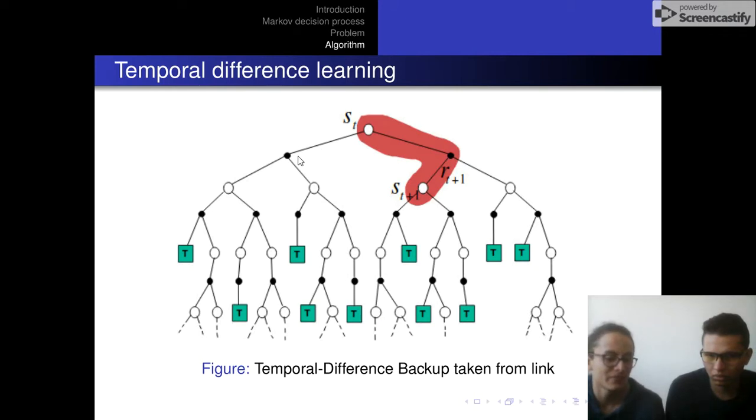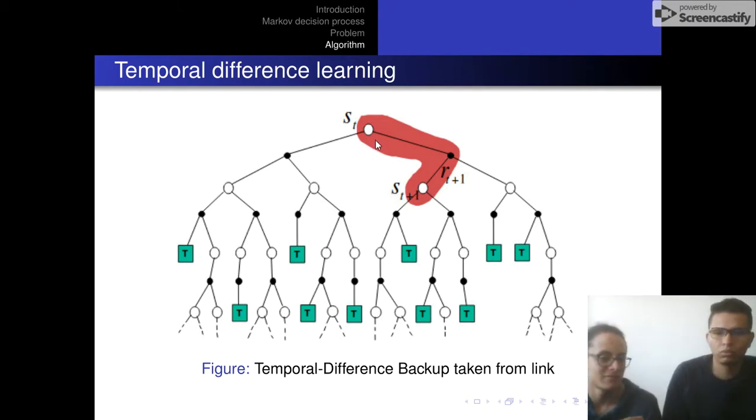So the Monte Carlo approach takes different samples of episodes from this tree. It calculates the cumulative returns, and the idea behind that is to make an average of all these returns over all the samples.